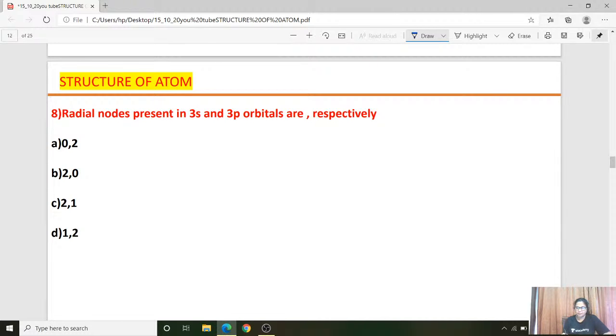Radial nodes present in 3s and 3p orbitals are? So you have to find out how many radial nodes are there in 3s and how many are there in 3p. Okay, so you can find out the answer.